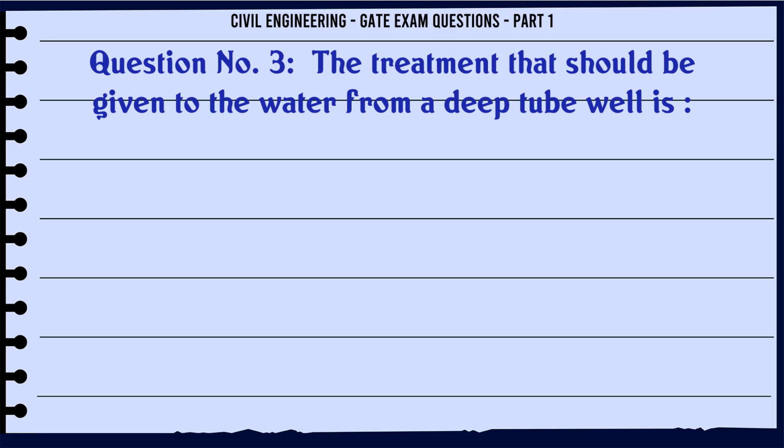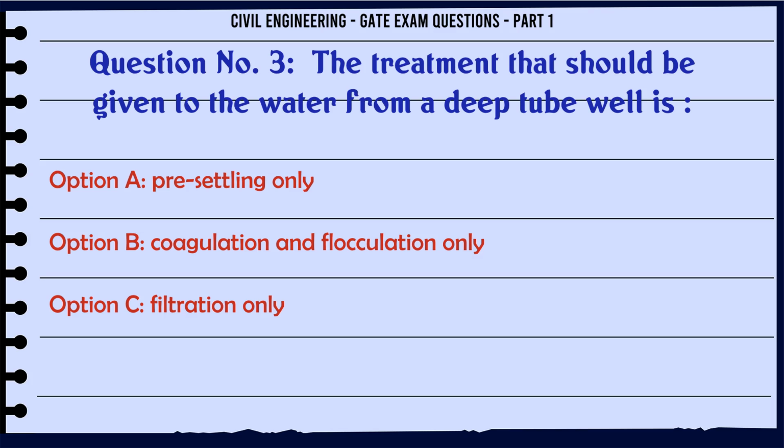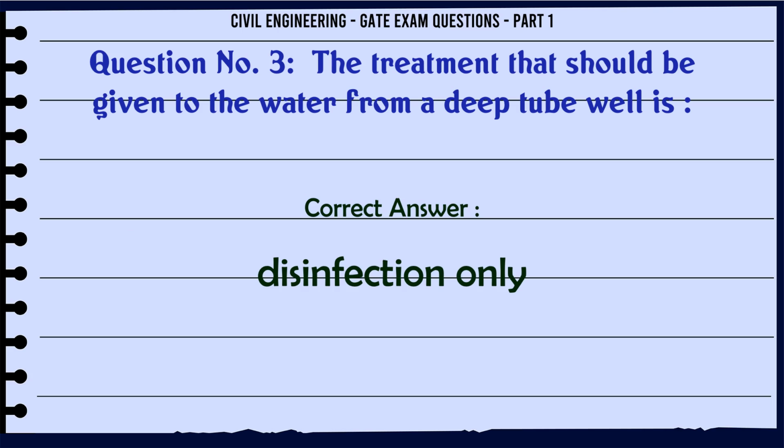The treatment that should be given to the water from a deep tube well is: a. pre-settling only, b. coagulation and flocculation only, c. filtration only, d. disinfection only. The correct answer is disinfection only.